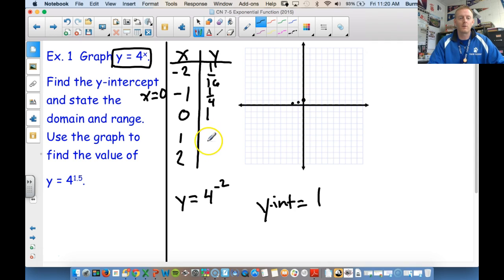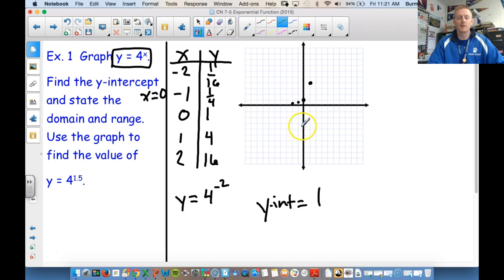Plugging in a 1, 4 to the first power is a 4, so to the right 1, up 4: 1, 2, 3, 4. Things are going up rather quickly. And then 2 is our next number for our x, which will be 4 to the second power, which is a 16. And that's going to be way up here, so we're just going to, I guess, leave it the way it is, because I can't draw that without skip counting.